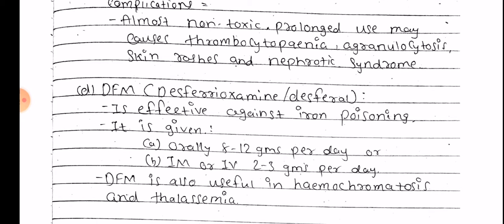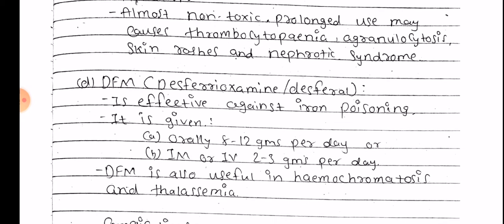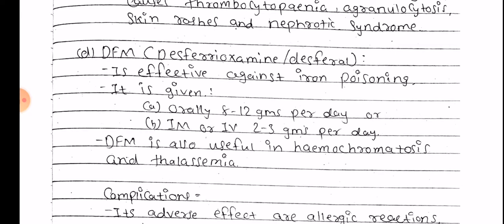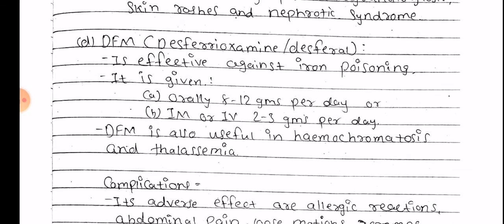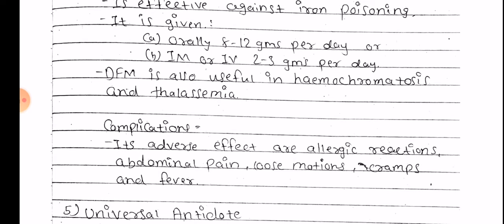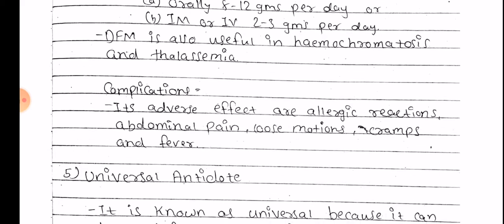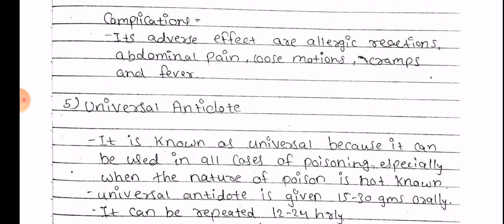DFM, desferrioxamine, desferal. It's effective against iron poisoning. It is given orally 8 to 12 grams per day or intramuscularly or intravenously 2 to 3 grams per day. DFM is also useful in hemochromatosis and thalassemia. Complications: its adverse effects are allergic reactions, abdominal pain, loose motions, cramps and fever.